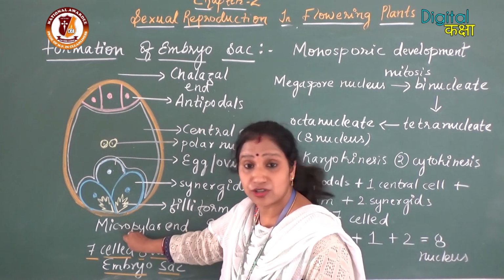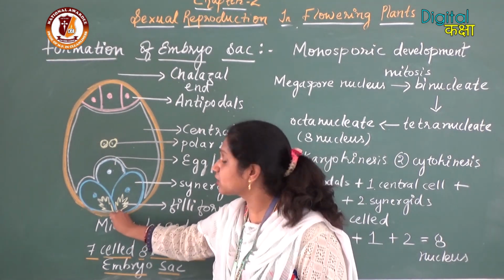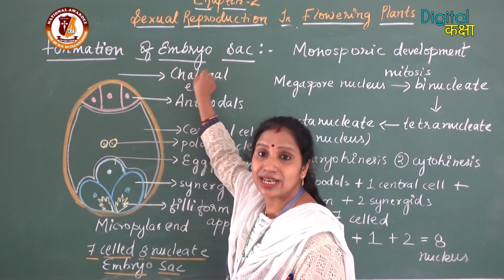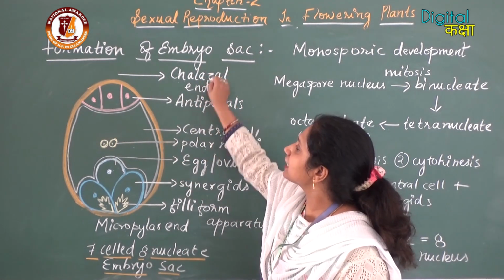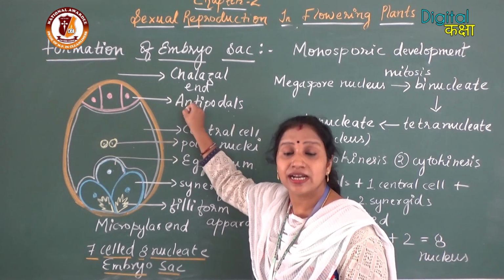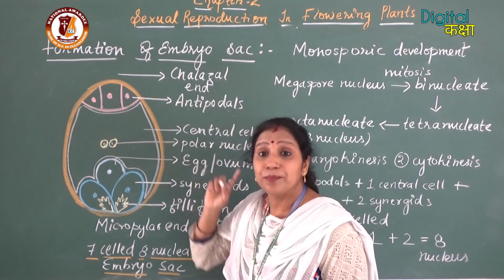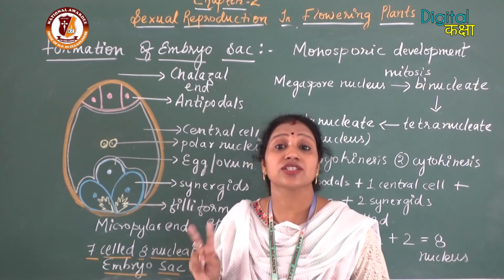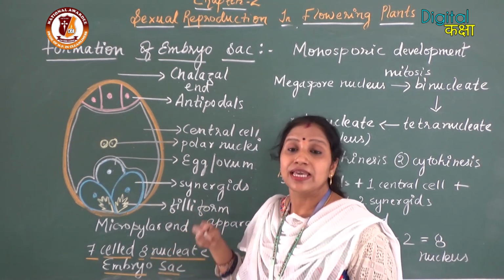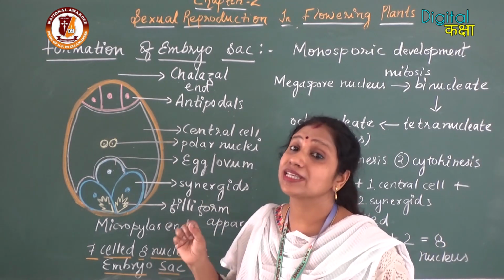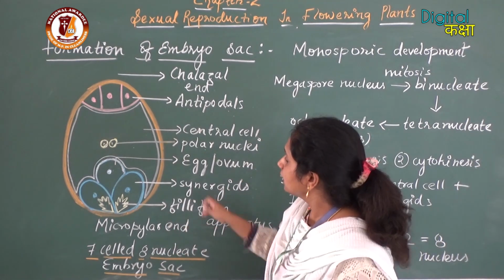This is the micropylar end, as from this region only the pollen tube will enter, and this is the chalazal end. At the chalazal end, 3 antipodals are there, with the function of nutrition. After that, one big central cell is there which has 2 polar nuclei. Its function is that the 2 polar nuclei will fuse with the second male gamete.